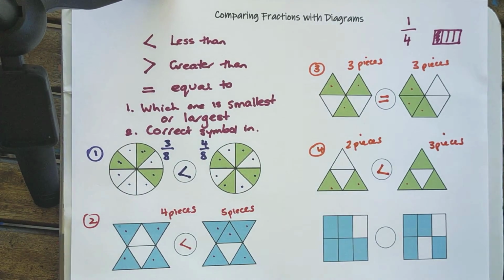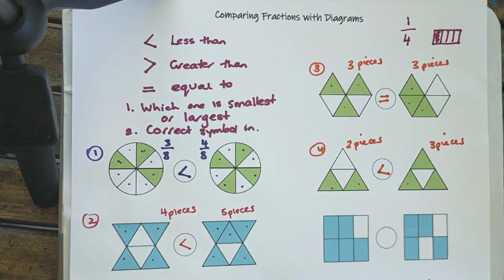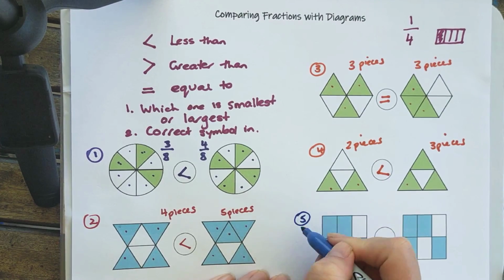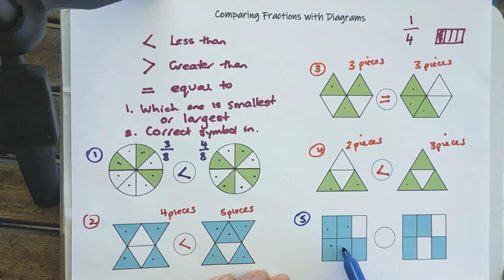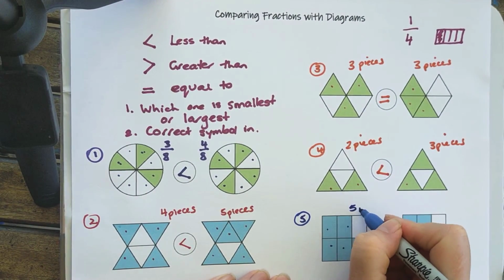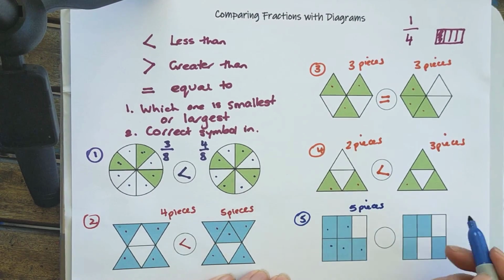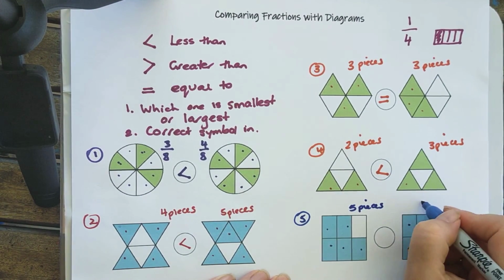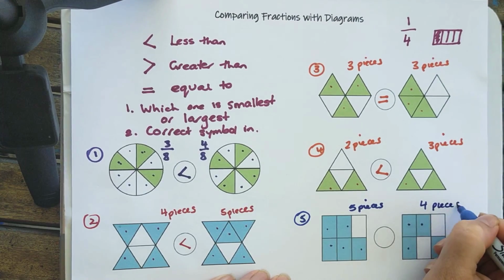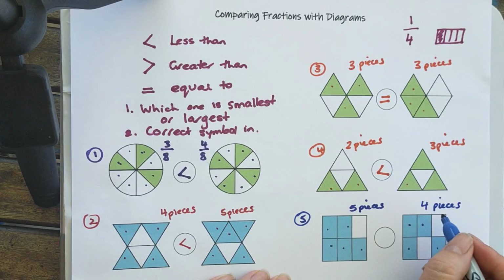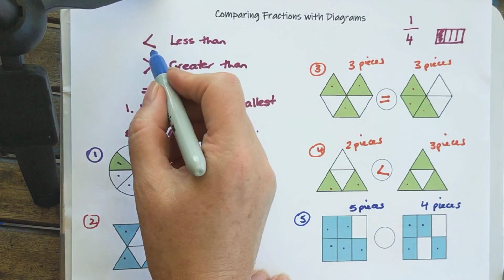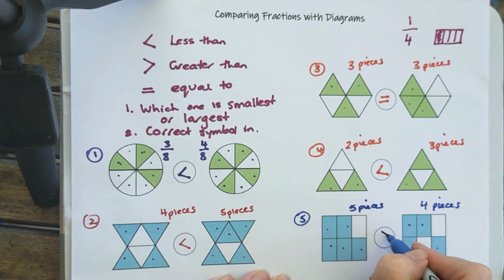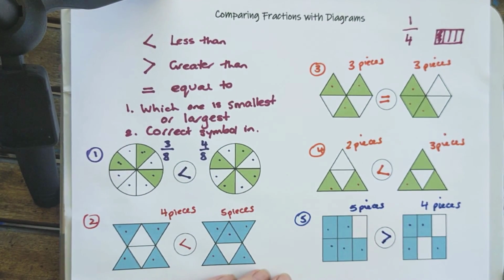Now, our last example, example 5. We've got 1, 2, 3, 4, 5 pieces here. And we've got 1, 2, 3, 4 pieces here. So 5 is bigger than 4. So we need to put the greater than symbol in. And so we just pop our greater than symbol in.